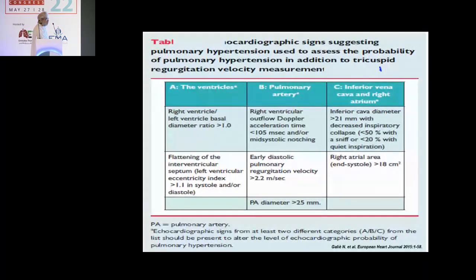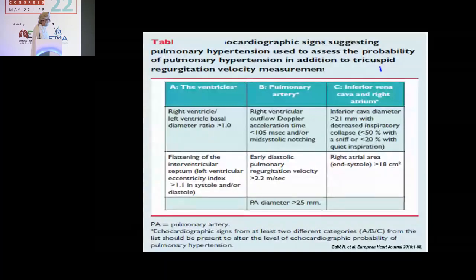You look at the relationship between right ventricle and left ventricle. So if the right ventricle/left ventricle basal ratio is more than 1, or the eccentricity index of the left ventricle is more than 1. The second one, look at the pulmonary artery: the acceleration time is less than 105, or the patient has a systolic notch, or the patient has early diastolic pulmonary regurgitation velocity more than 2.